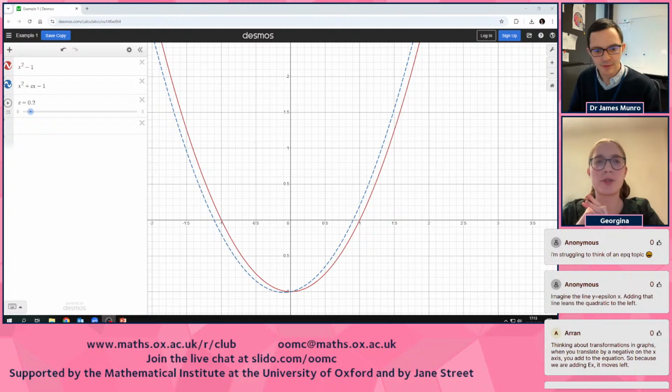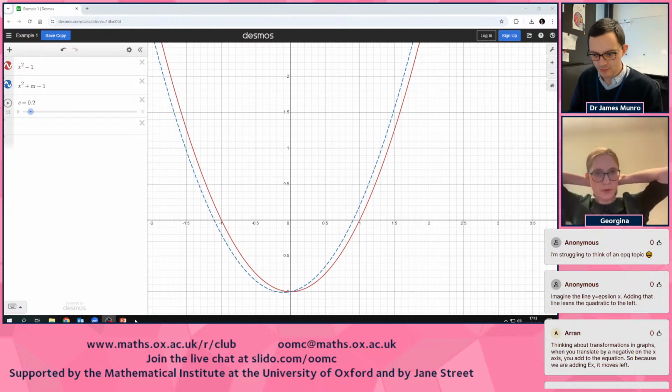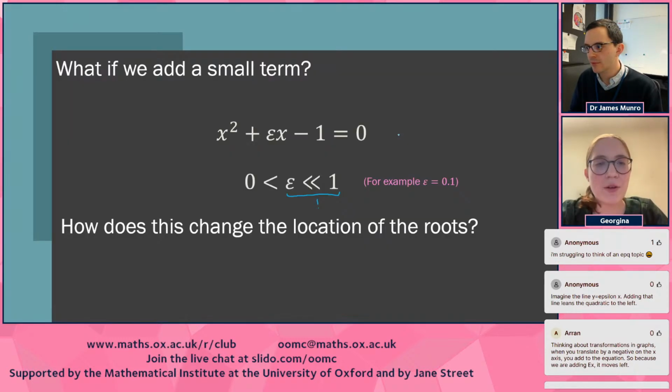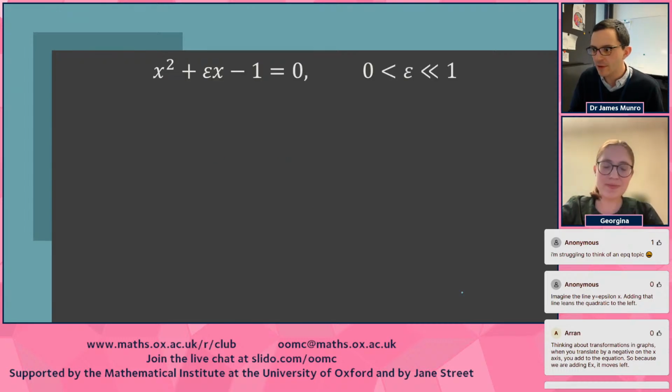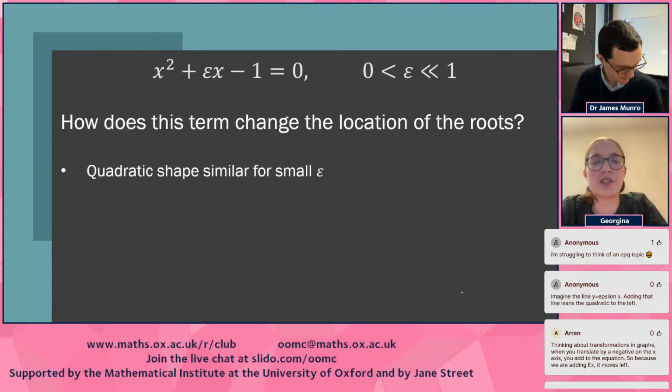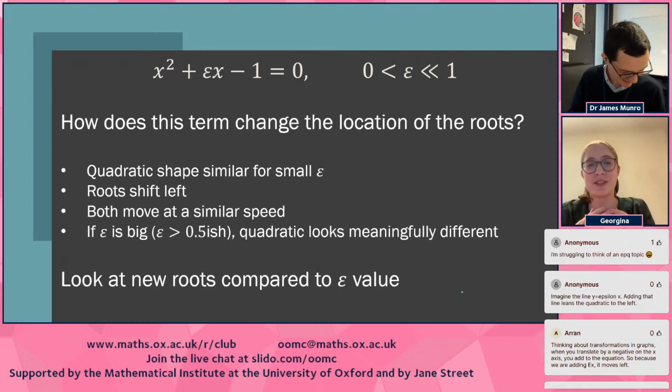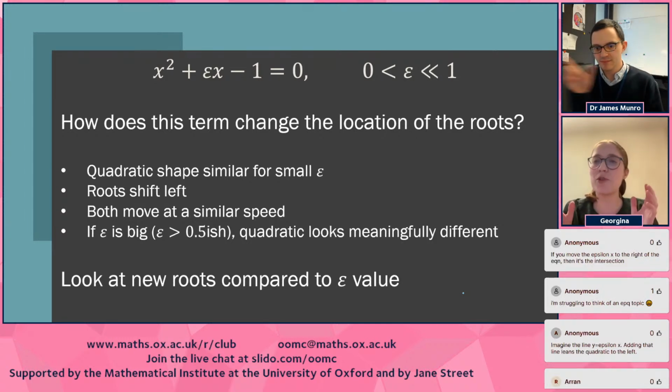Let's just jump to our slides again, to the slides with the table. One thing I want us to do to get a feel for this, so it's the next page, and just next again. Yeah, sorry. So this is just my observations firstly of what we saw. We saw that it was a quadratic shape, and the roots shifted left, and they moved at similar speeds. So they didn't shift particularly asymmetrically. They both moved a similar amount when epsilon was small.